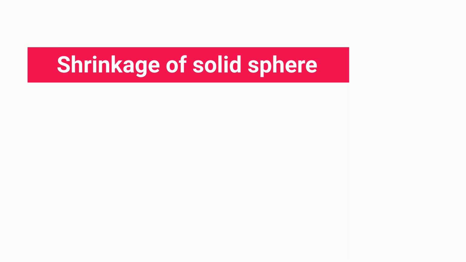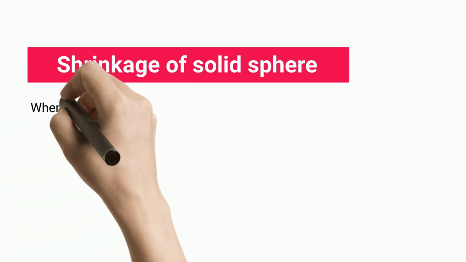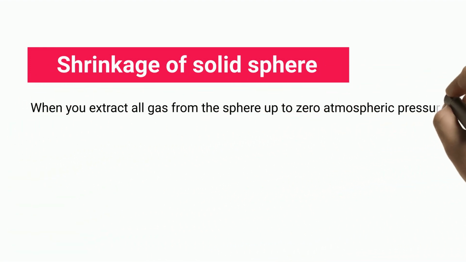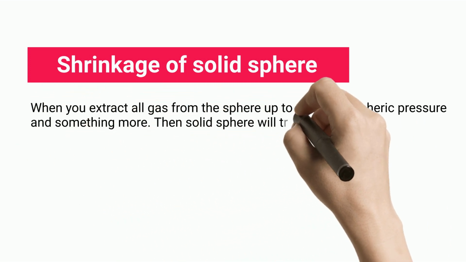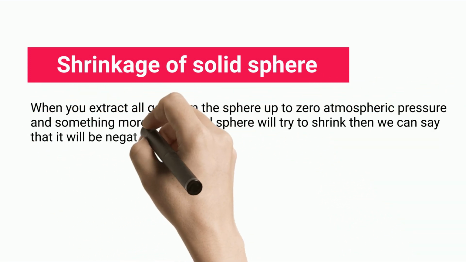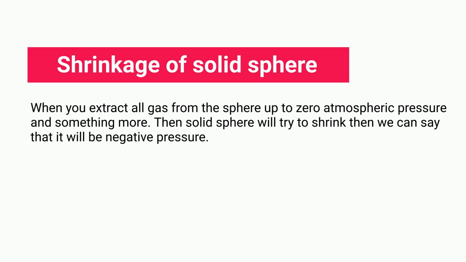Shrinkage of solid sphere. When you extract all gas from the sphere down to 0 atmospheric pressure and something more, then the solid sphere will try to shrink, and then we can say that it will be negative pressure.